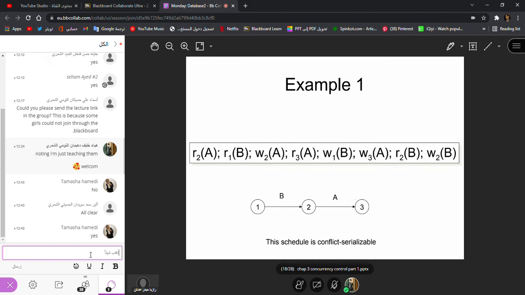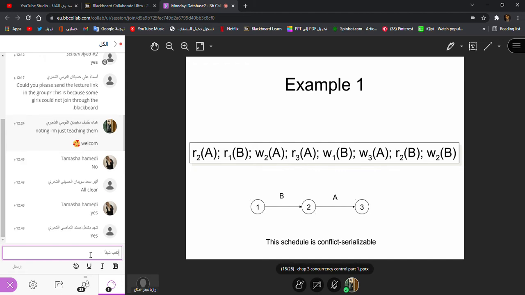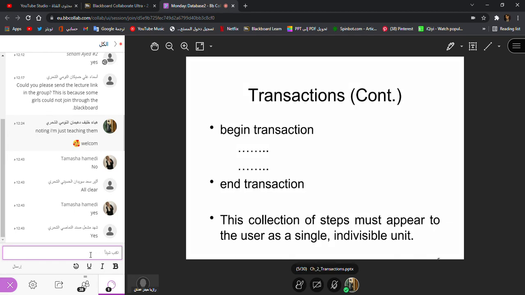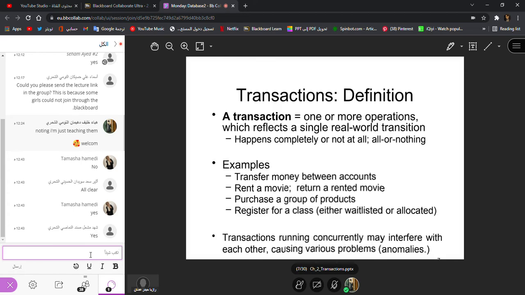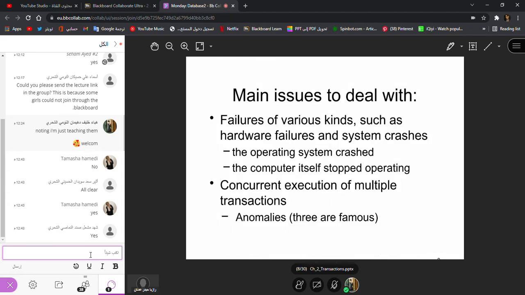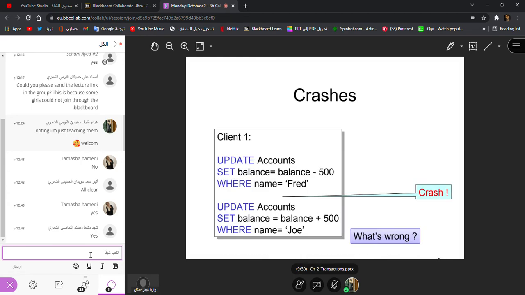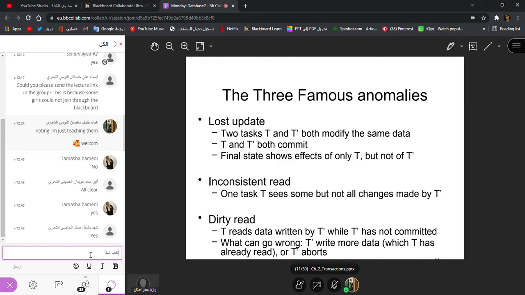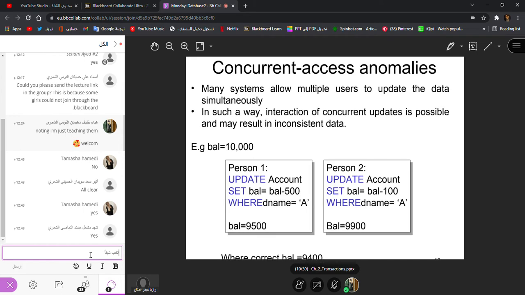Okay, then we change to the other topic. In chapter 2, we left a few things. We'll go back there. Okay, here we left the concurrency anomalies.